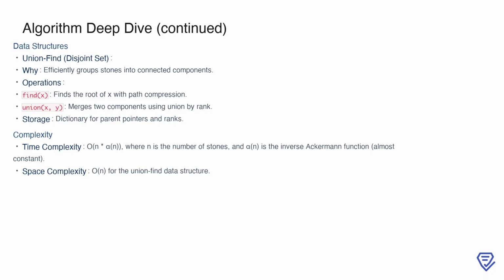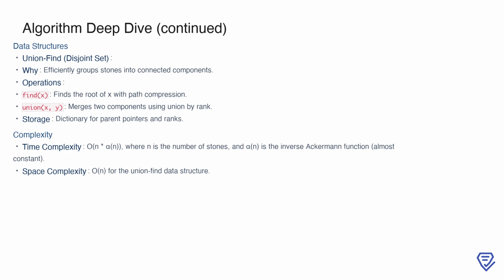The key operations here are find, which retrieves the root of a node while applying path compression to flatten the structure, and union, which merges two components, using union by rank to keep the tree balanced. These features ensure that the data structure remains efficient. In terms of storage, we use a dictionary to manage parent pointers and ranks, which is space efficient given the potentially large range of stone coordinates.